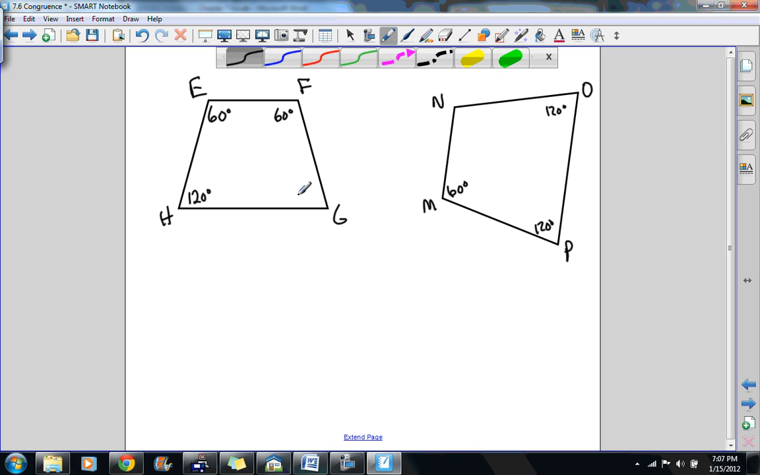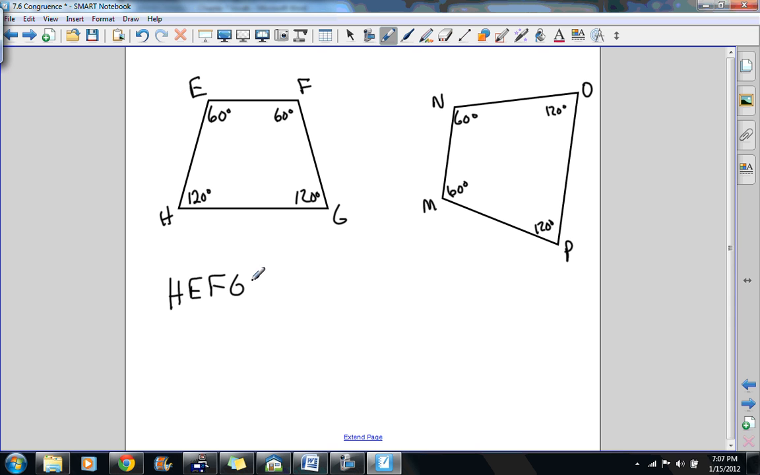So this ends up being 120 here. And this ends up being 60 here. So I'm going to do H, E, F, G. Now, once again, you can do your own order. And I'm going to go H.